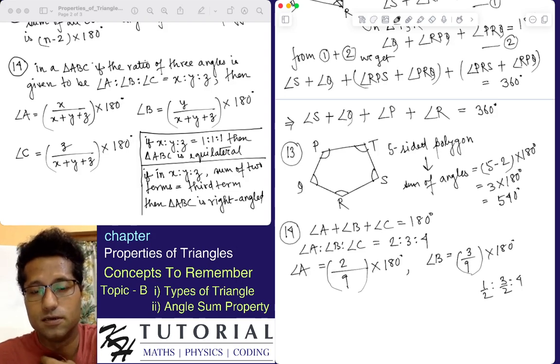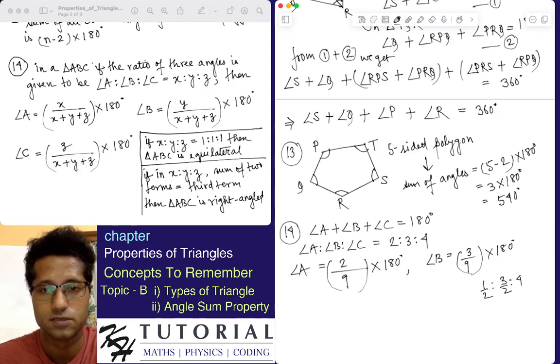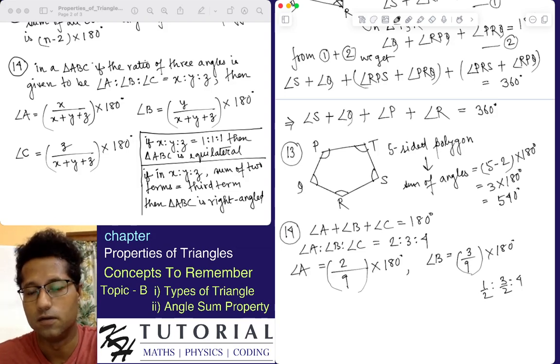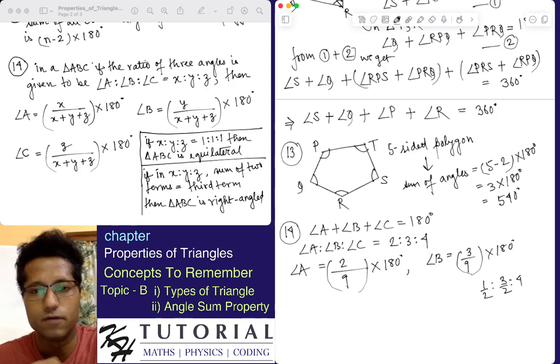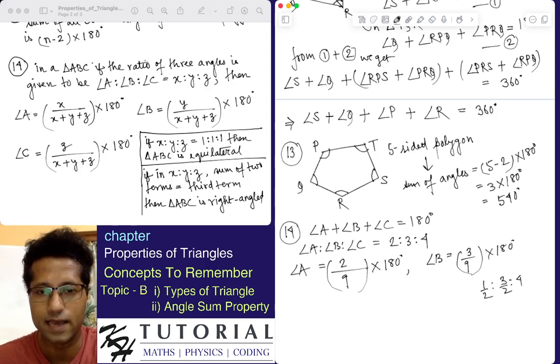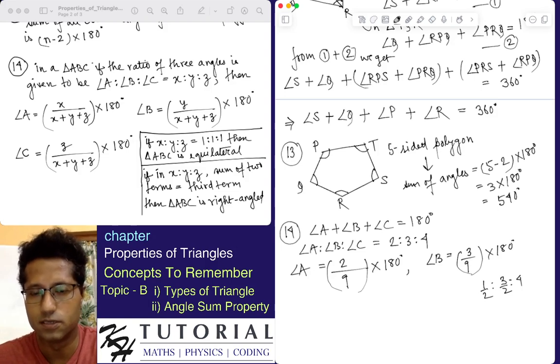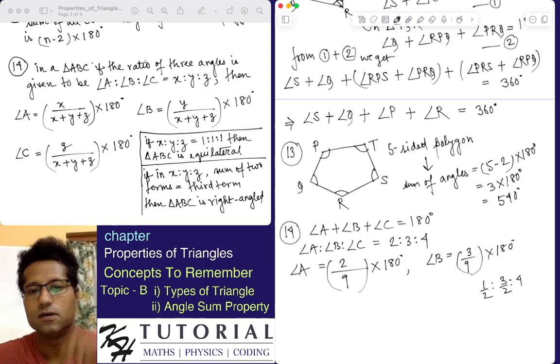That is, all the sides are of the same length. And if you convert the given ratio x is to y is to z to a ratio where all the terms are integers, in the simplest form, and you see that the sum of two terms equals the third term, then it will be a right angled triangle. So in a triangle ABC, if the ratio of the angles is in the simplest form with integer terms, and two terms add up to the third term, then the triangle is a right angled triangle.